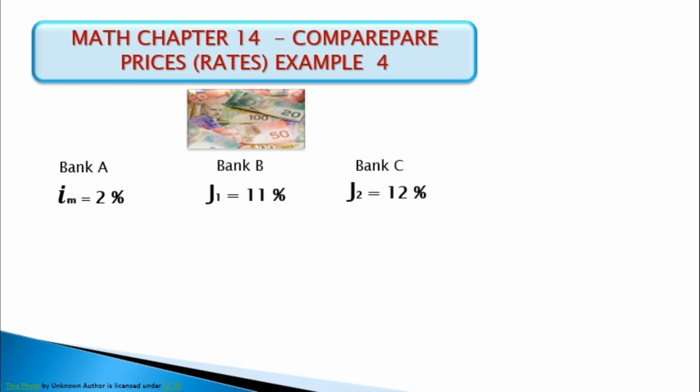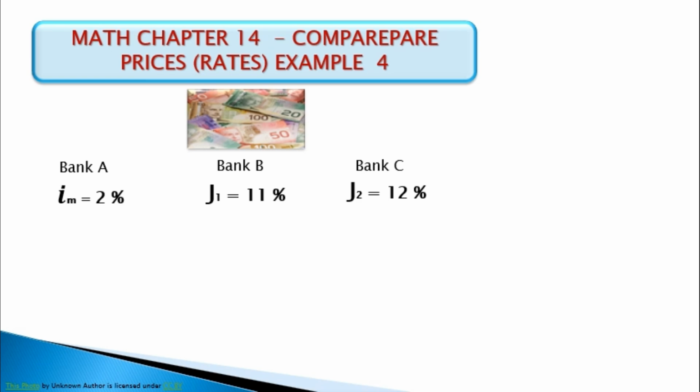Okay, another situation: we have 3 banks, Bank A, Bank B, and Bank C. Bank A has a monthly rate of 2%. Bank B has an annual rate with one compounding period, 11%, and Bank C has an annual rate with two compounding periods per year. Now, what's going to happen in this situation is confusing. We wouldn't know which bank has a higher rate because they all are using either a different periodic rate or a different J compounding rate.